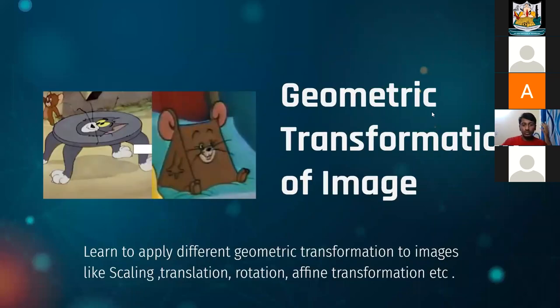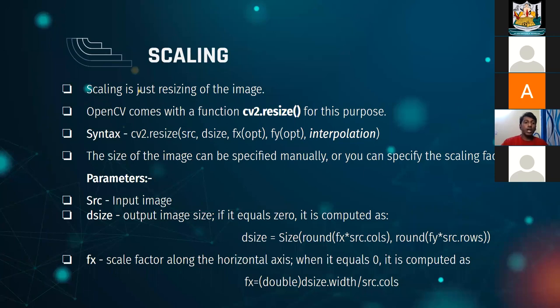Okay, so once the image is done, let's see a very interesting thing: transforming images. You can change images as you want. Right now you have read the image, you learned how to read the image and how to save it. Now, what will you be doing with the image? You'll be doing transformations. The first transformation we have is scaling. Scaling is nothing but resizing of the image. You have a function called cv2.resize for that.